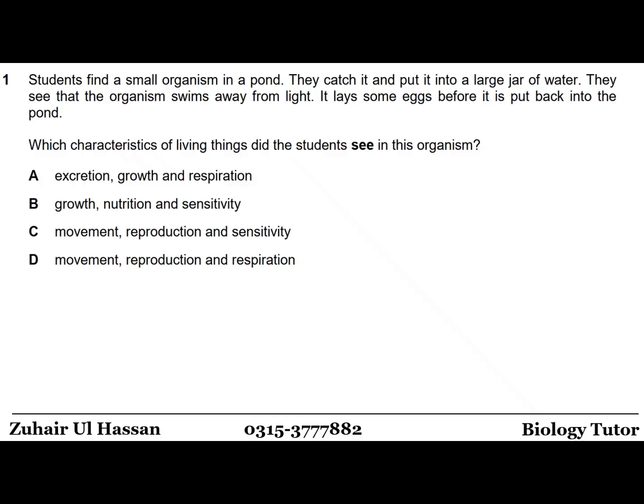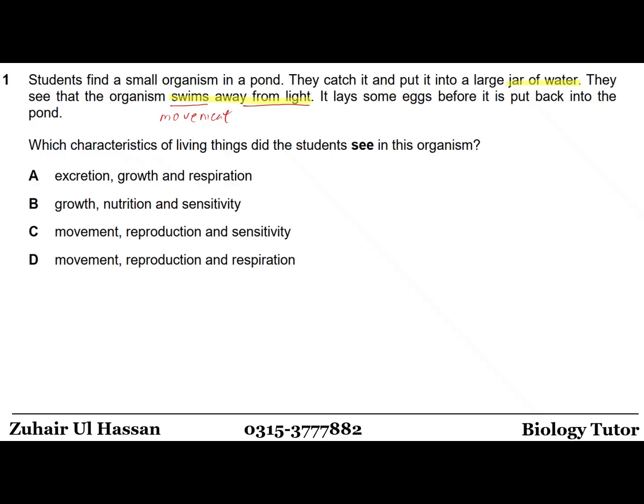Another nature of question that you will be asked in the MCQs is that you are provided with a statement, and that statement consists of different characteristics, and you will be asked to identify those characteristics. So students find a small organism in a pond. They catch it and put it into a large jar of water. They see that the organism swims away from the light. So in these keywords, swims away from the light, the organism is showing two different characteristics. Swims means that the organism is moving. It has shown the movement characteristic. And away from the light is a response.